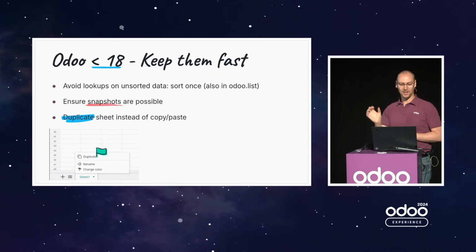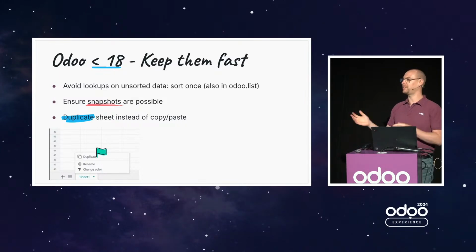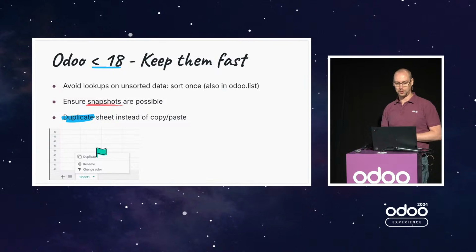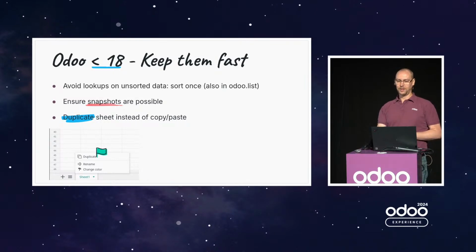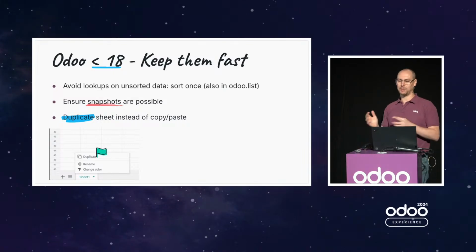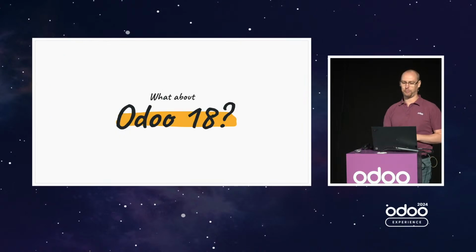It's literally the revision for duplicate is just duplicate with the ID of the sheet, while copy-pasting data from one sheet to another is all the detail about what you want to copy-paste. So, Odoo, before 18, keep them small, remove what you don't need, keep them fast, ensure your data is sorted, snapshot it, and duplicate if possible.